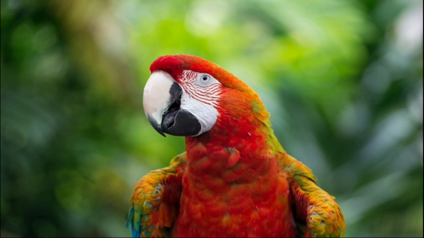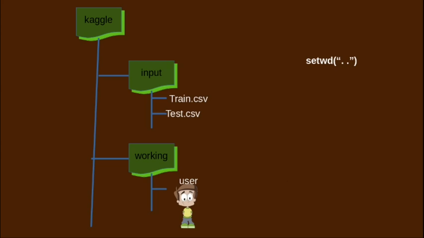Hi, today I am going to show you how you can enter a Kaggle competition by using a Kaggle kernel. By default, every user is placed under the working directory, which is just a simple folder. And of course, to make a machine learning model, you need data. So where is the data located? Most of the time, data is located under the input directory. So you have to go there to access the data.